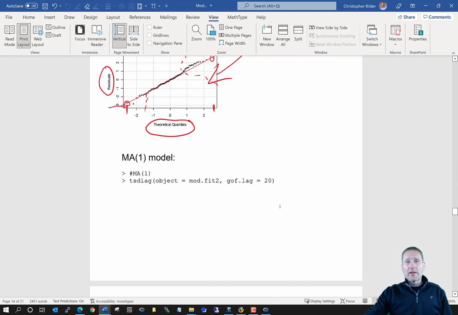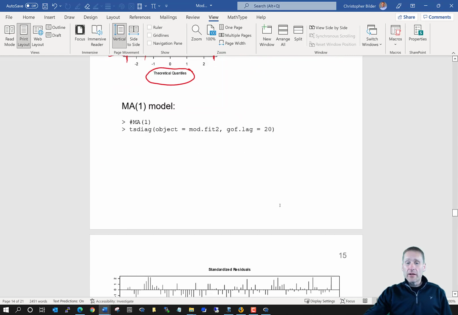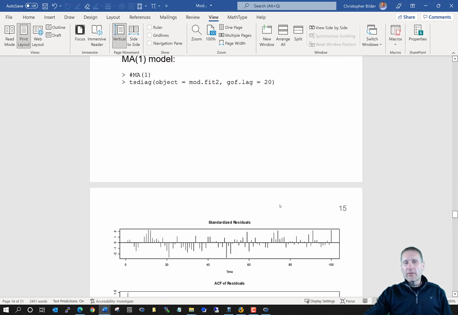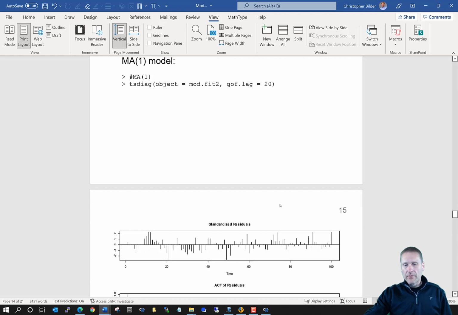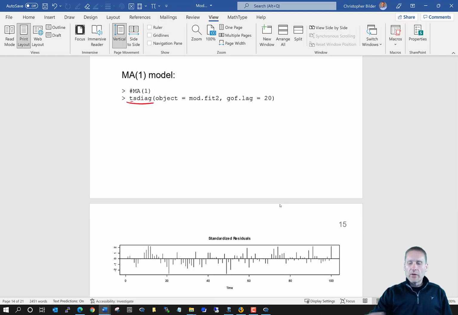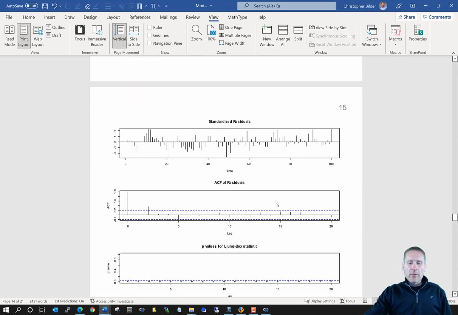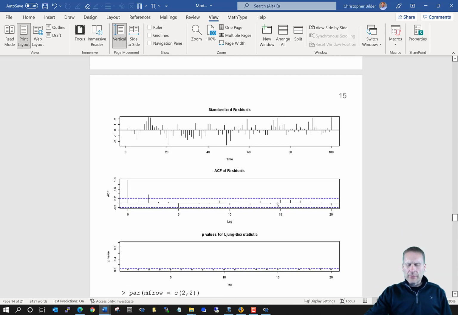Okay, so this AR1 model is looking pretty good. What if we did the MA1 model now? We use the tsdiag function once again. Here's my plot of my standardized residuals.